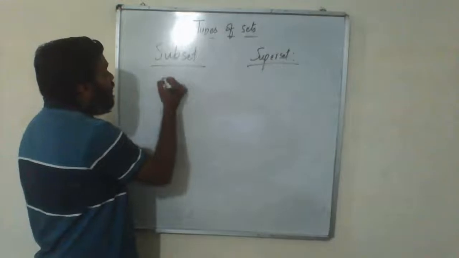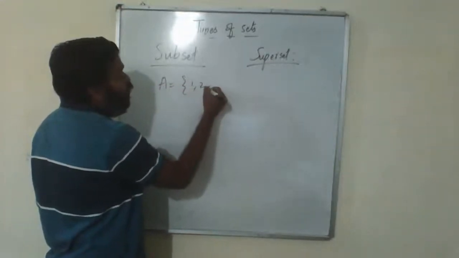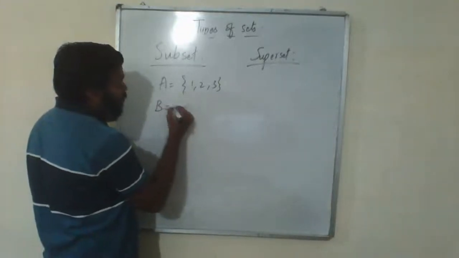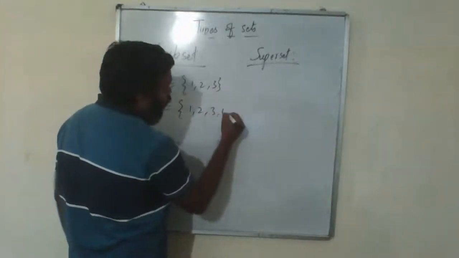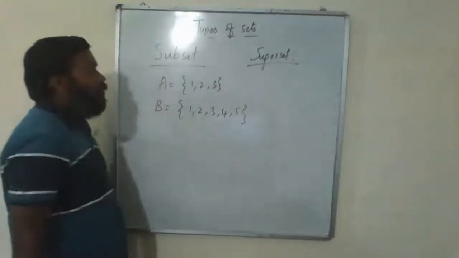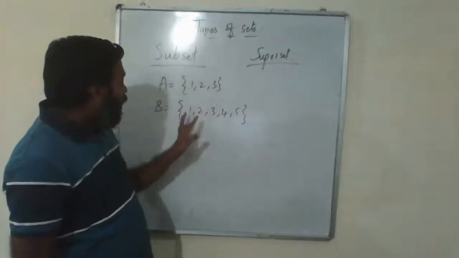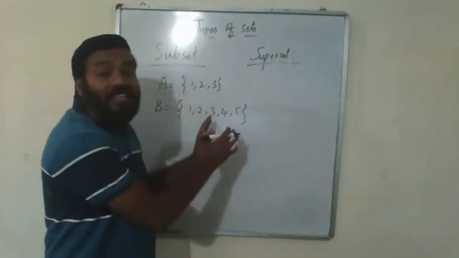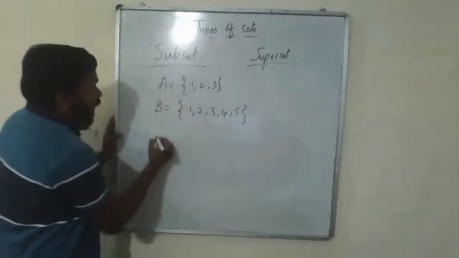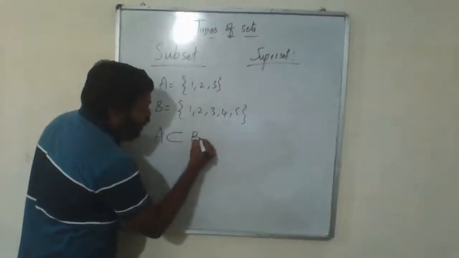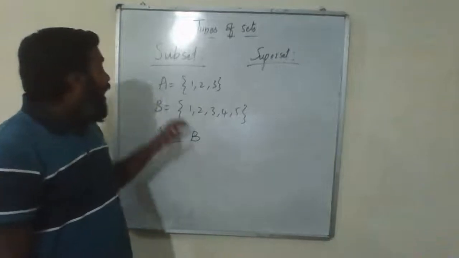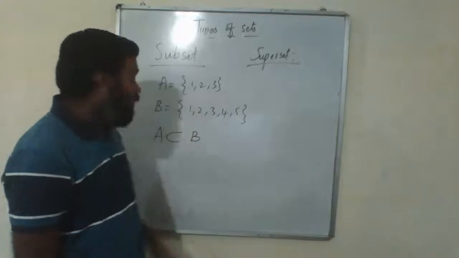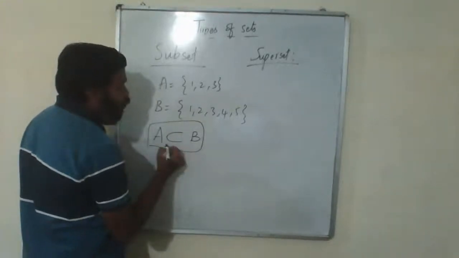Subset. If you are considering a set A as 1, 2, 3, and B as 1, 2, 3, 4, 5, we have 1, 2, 3 in A and 1, 2, 3 in B. Apart from 1, 2, 3, we have other elements in B. That means A is a subset of B. If every element of a set is present in the other set, and there are more than that, then A is a subset of B.